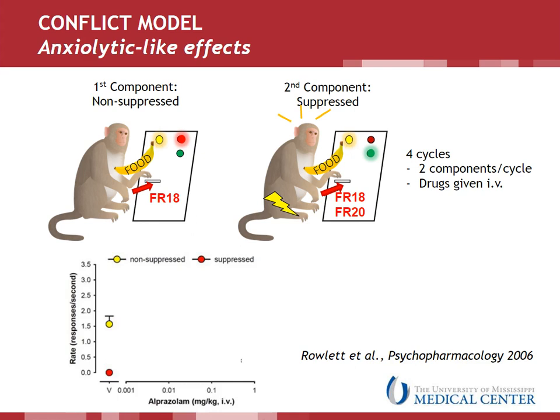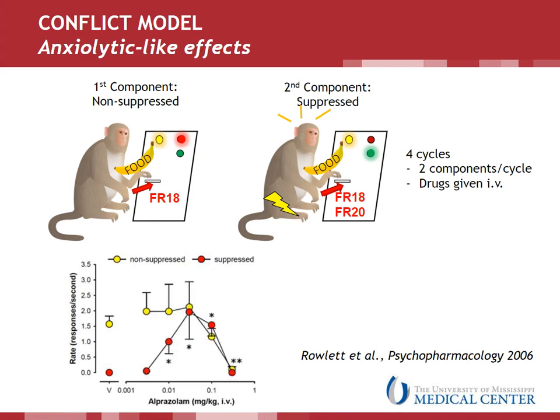So this graph represents what you see under baseline or vehicle conditions of the conflict model. On the y-axis, you have responses per second during a conflict session, and you see high rates of responding under the non-suppressed components shown in yellow, and basically no responding under the suppressed components shown in red. What is important for this model, however, is that benzodiazepine drugs that have anxiolytic or anxiety-reducing effects in humans will increase response in the suppressed component of the conflict model.